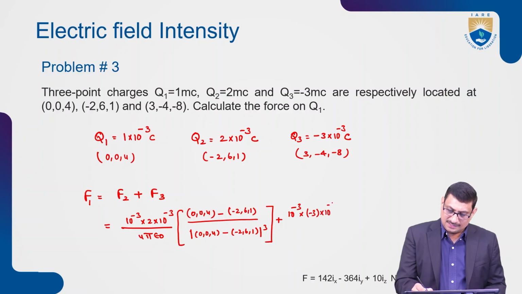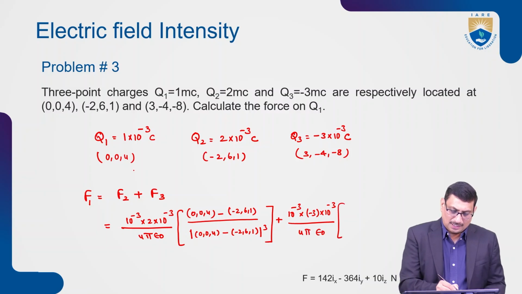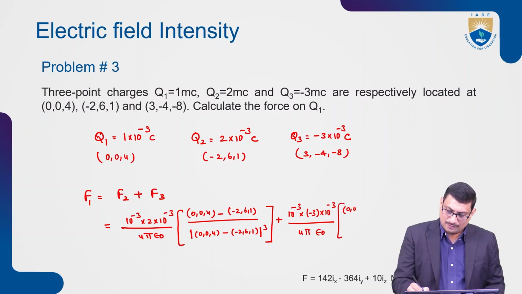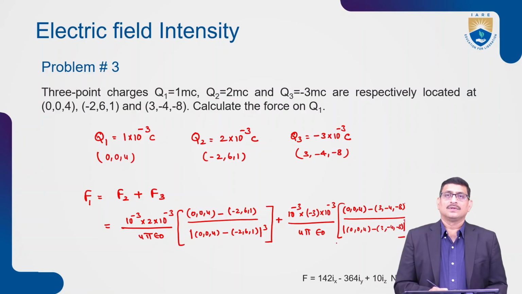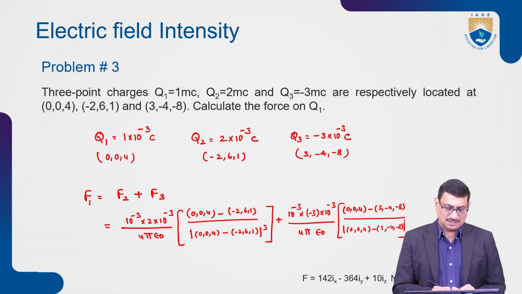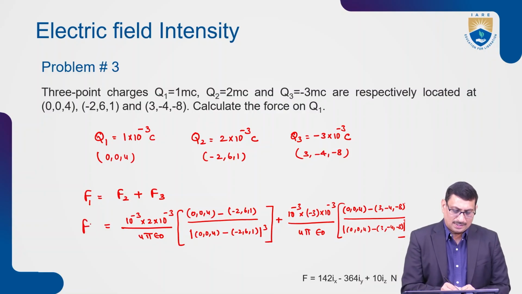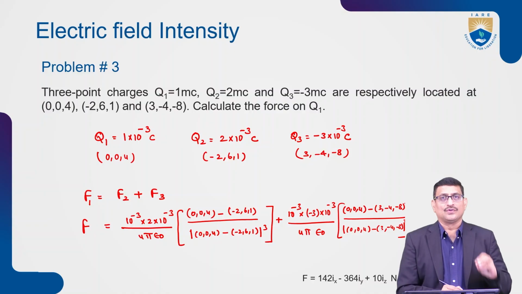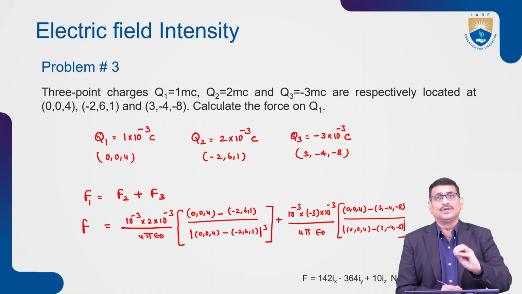that is minus 3 into 10 power of minus 3 divided by 4 pi epsilon naught into, where we have to calculate at 0, 0, 4, minus Q3 which is at 3, minus 4, minus 8, divided by magnitude of (0, 0, 4 minus 3, minus 4, minus 8) whole cube. Then simplify this expression, that gives the total force on Q1 due to Q2 and due to Q3.